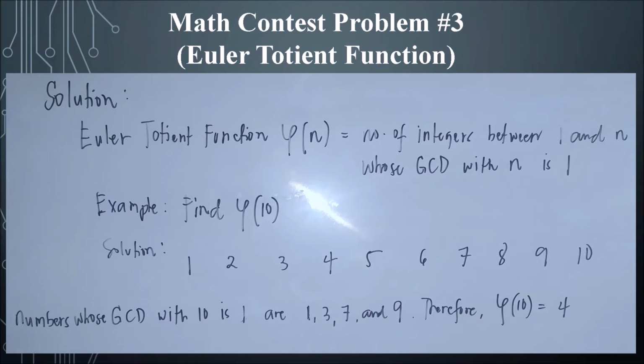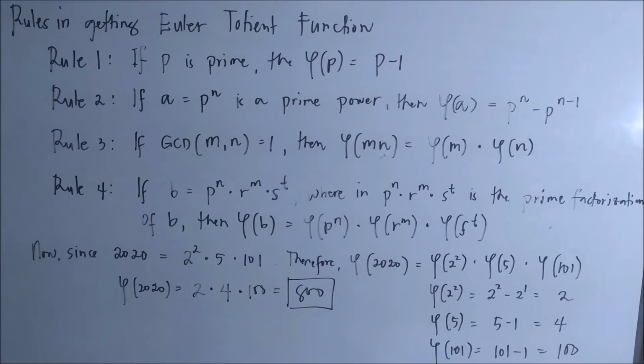Next. Rules in getting Euler totient function. Rule number 1. If p is prime, then totient function of p is equal to p minus 1. For example, let's say p is equal to 5. Then totient function of 5 is equal to 5 minus 1, which is equal to 4.